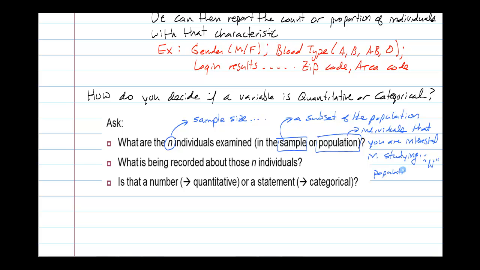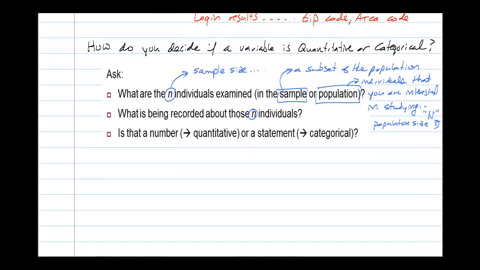Lowercase n is for sample size, cap N is for population size. So that would be one of the first questions you would ask. Now, what is being recorded about those n individuals? And again, n here is sample size.